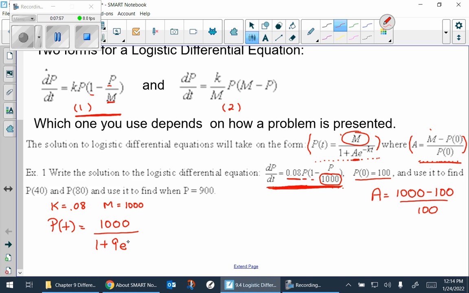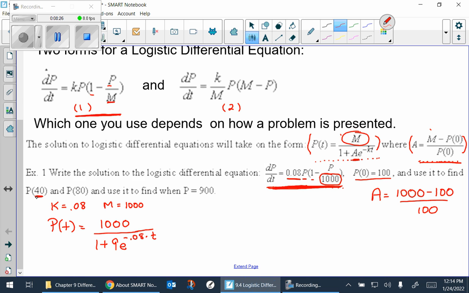E to the opposite of K. We said K was 0.08. So e to the negative 0.08 times t, that is the population depending on what the value of t is. So now you can press pause shortly. You can put a 40 in for the t and see what you get for the population.